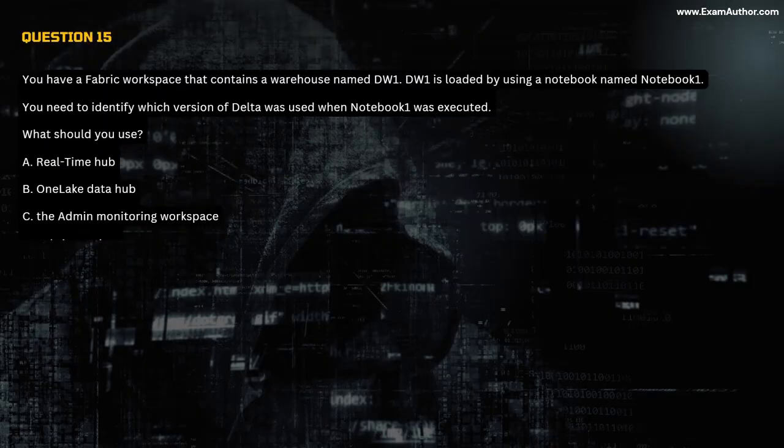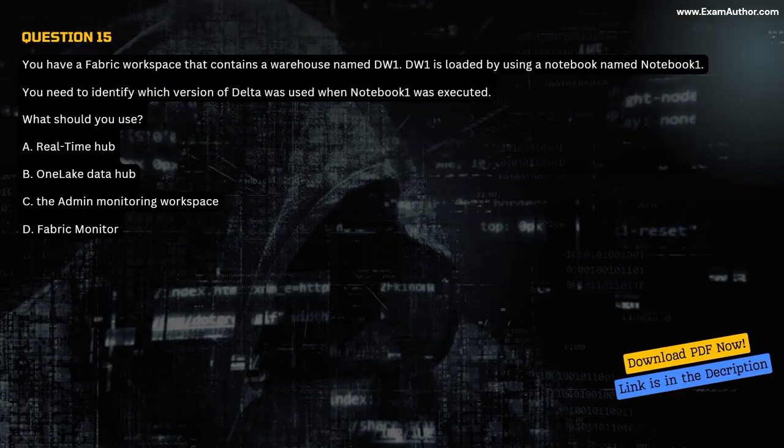Question 15. You have a Fabric workspace that contains a warehouse named DW1. DW1 is loaded by using a notebook named Notebook 1. You need to identify which version of Delta was used when Notebook 1 was executed. What should you use?